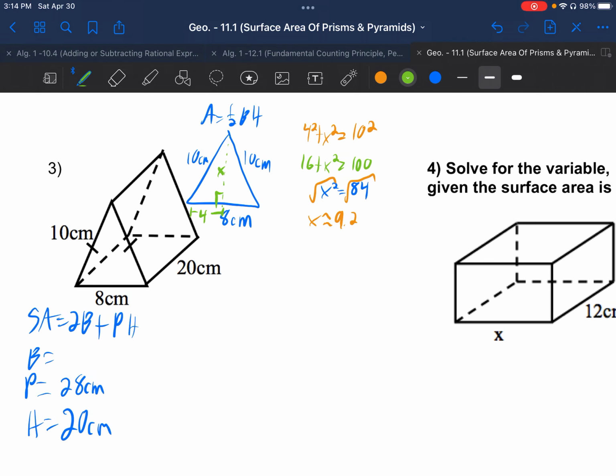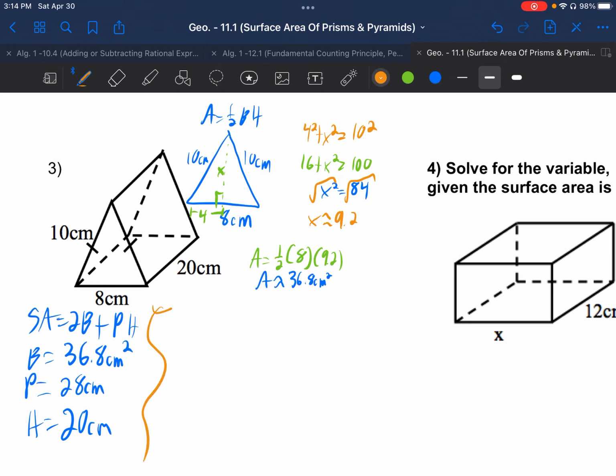Now we can actually find the area of this triangle. The area of the triangle is going to be 1/2 the base of the triangle, 8, times the height of the triangle, 9.2, giving us an area of this triangle, to the nearest tenth, of 36.8 square centimeters. So that's my area of the base.